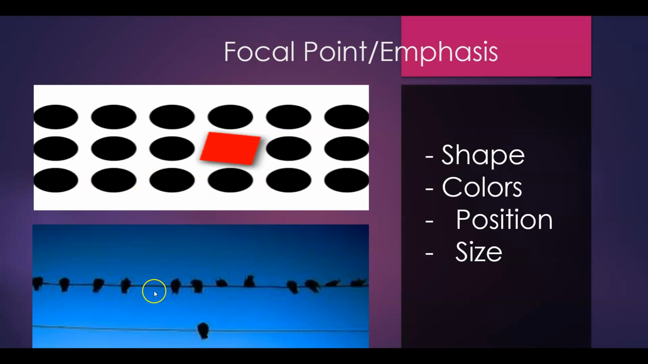And the next one is emphasis by isolation. In this photo, the lone bird on the bottom wire is made the focal point by means of isolation. Although all the birds appear to be undefined shapes, the isolated bird draws the viewer's eye.